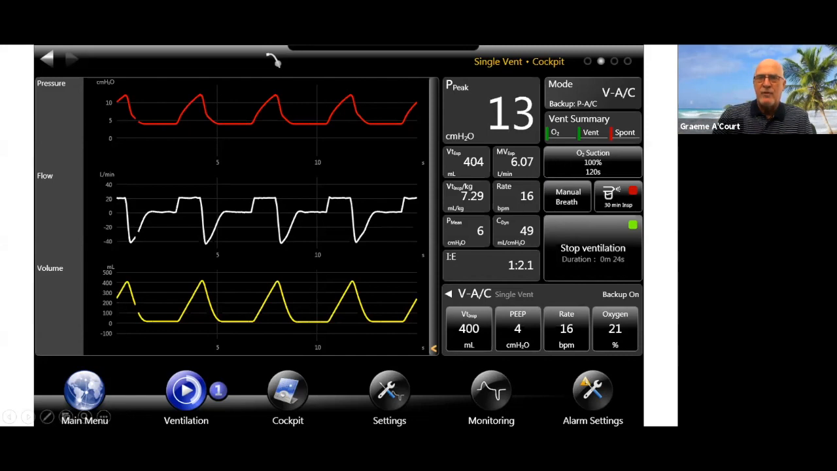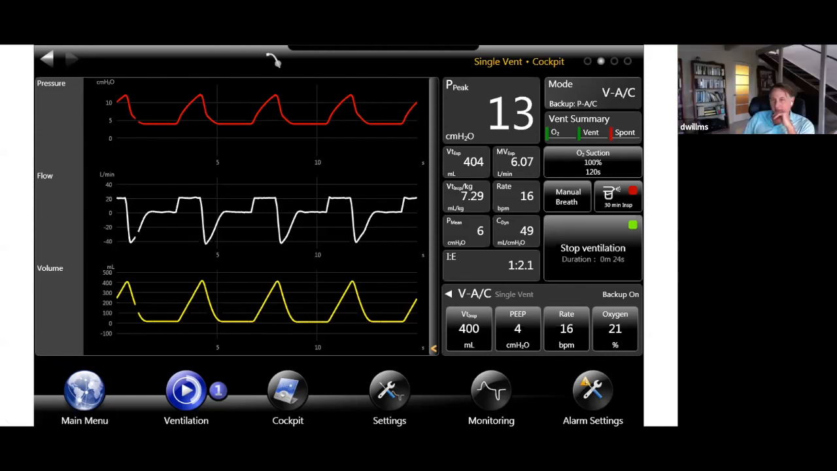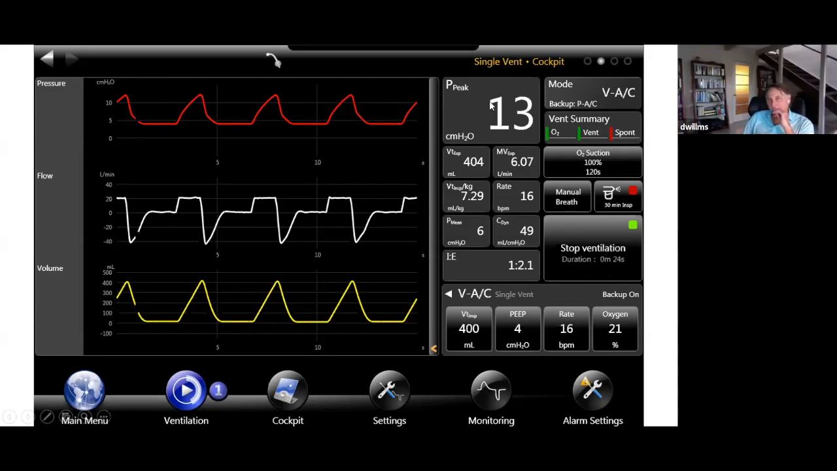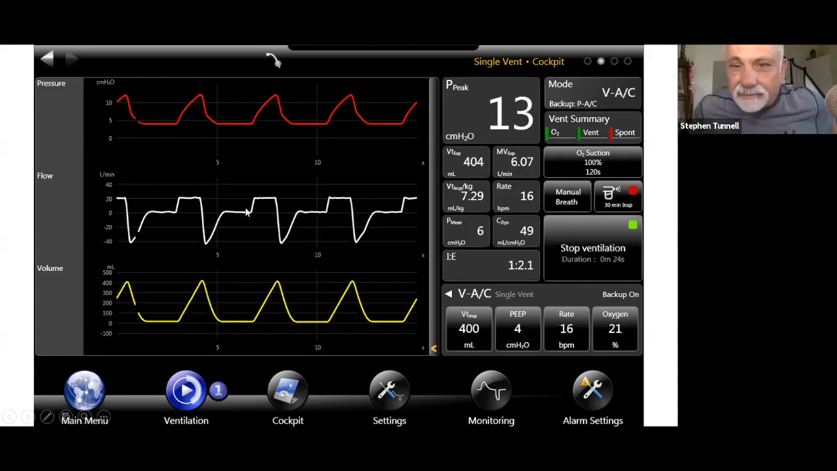So any thoughts? Is this good enough? I like it. I mean, where's your pressures? I mean, you can look at them on the waveform, but I see. Well, there it is. You've got peak and you've got mean. There you go. That's perfect. I missed it because it was so big.